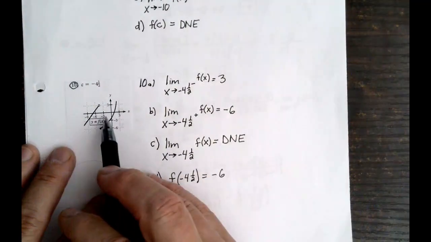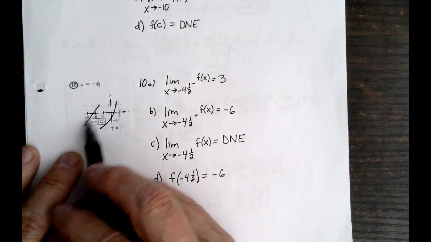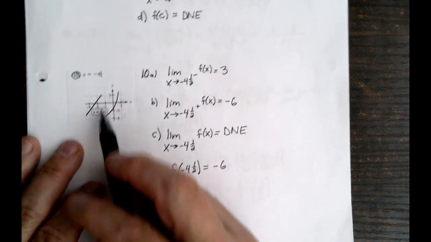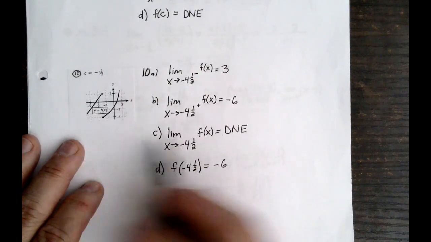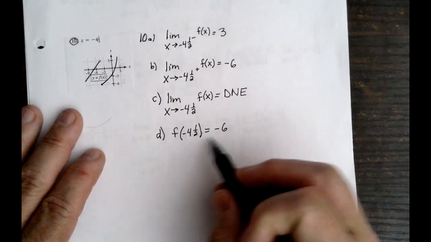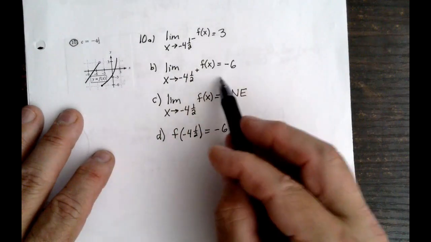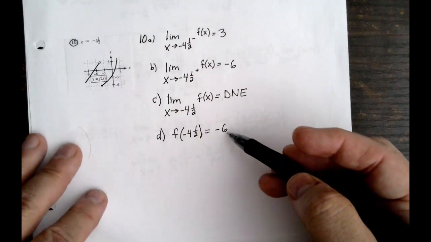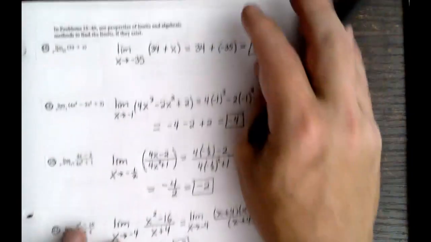Okay, number 10, from the left you get 3, and from the right you get minus 6, and at the point you get minus 6. Notice since the left and the right are different values, the limit itself does not exist, but the f of that number does equal a specific number of minus 6.